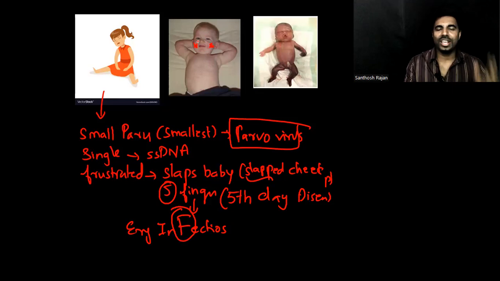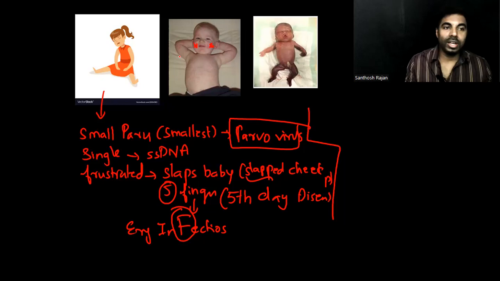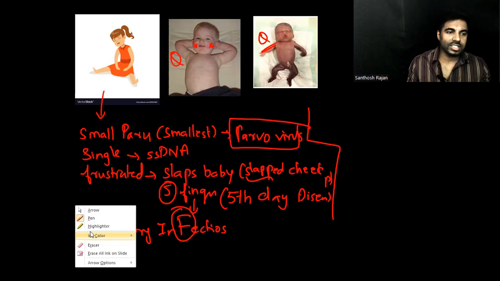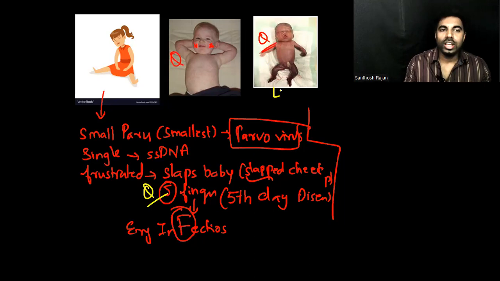This time this question came, but next time, in coming 2023, they might give you this question: identify the virus. Paru not only causes the slapped cheek appearance in babies, she can cause what? Hydrops fetalis, but non-immune.